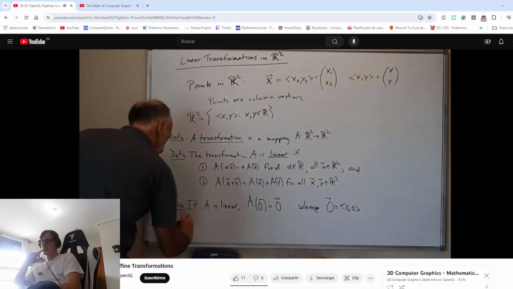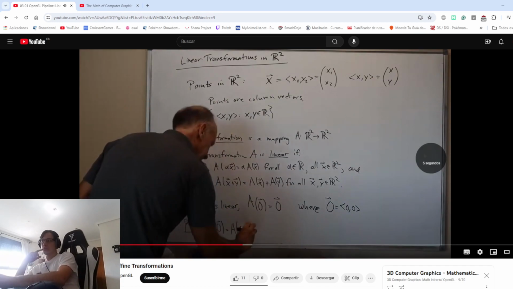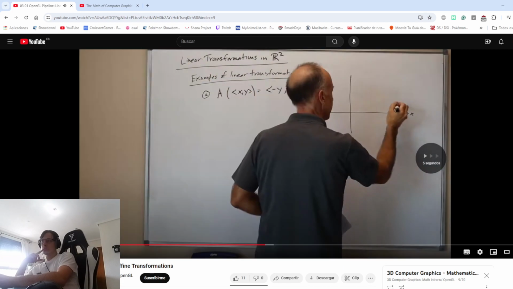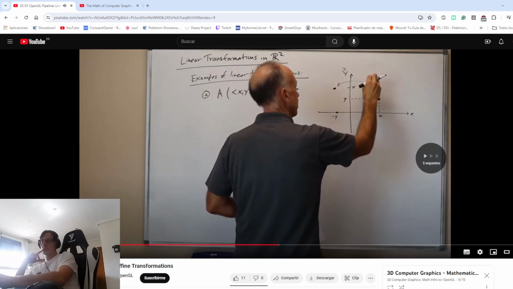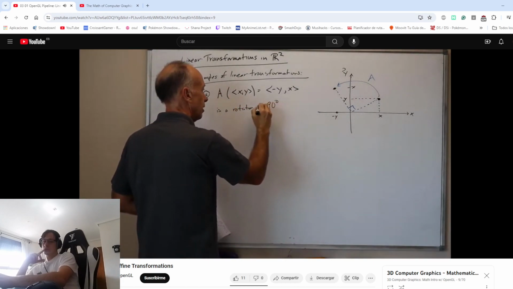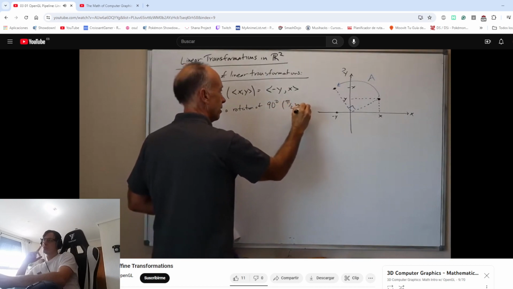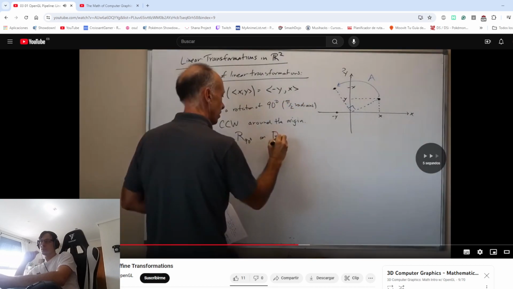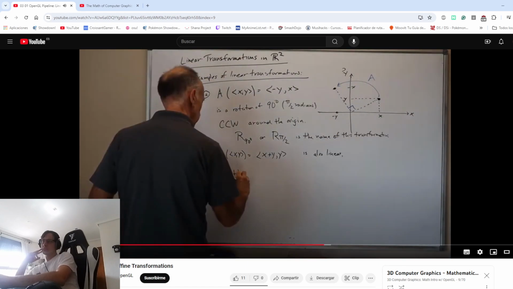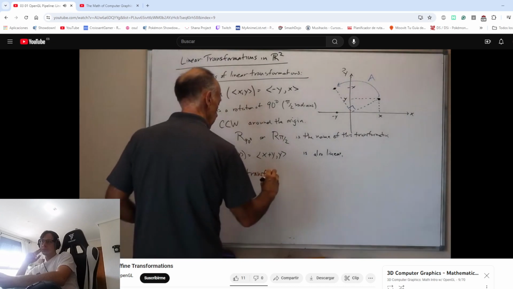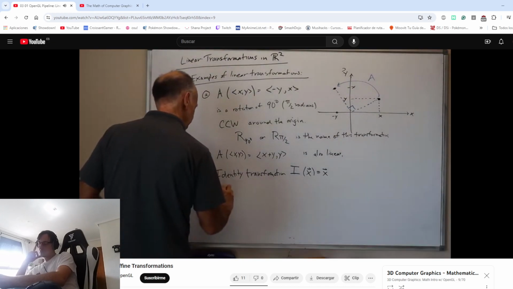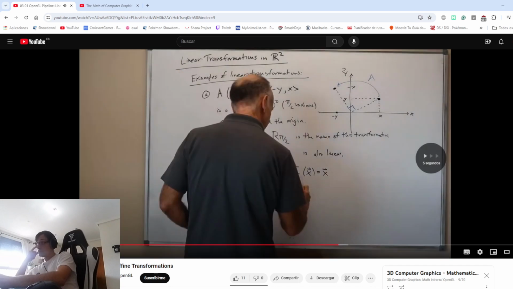The proof is very simple here. There are two conditions for linear. One example is the rotation of 90 degrees, or pi halves radians, around the origin. That's linear. The transformation that doesn't move anything at all is clearly linear. And then also the zero transformation, which maps everything to zero.